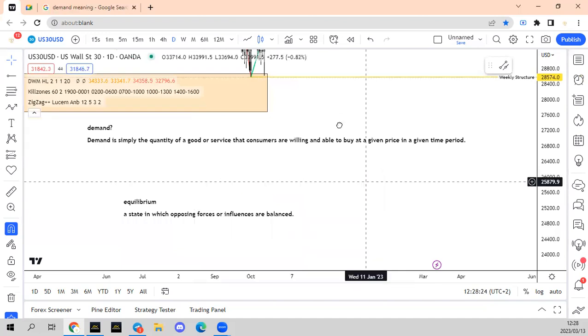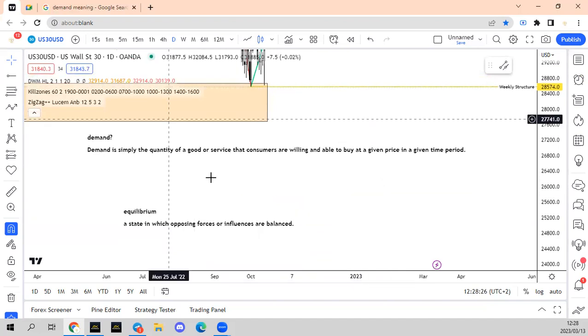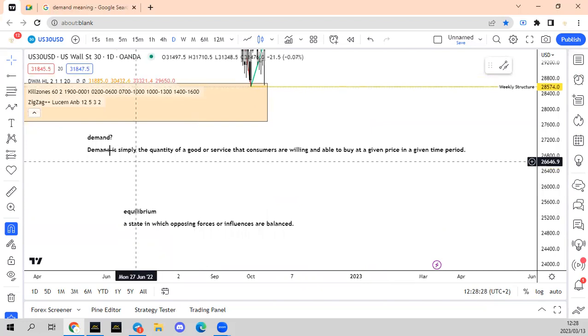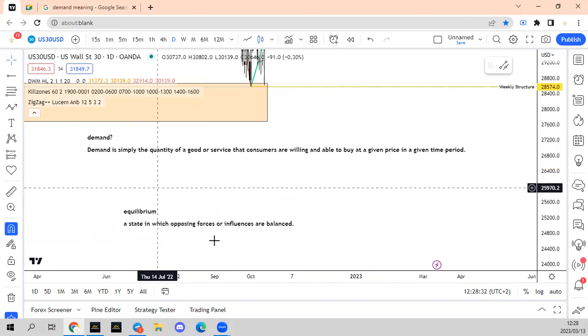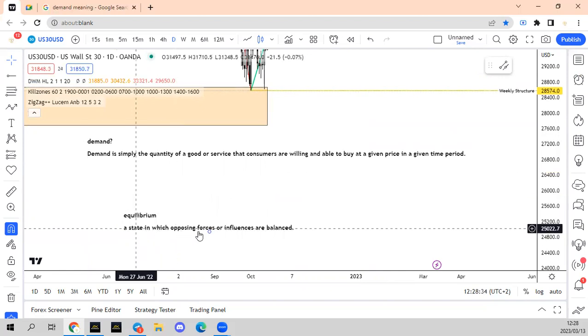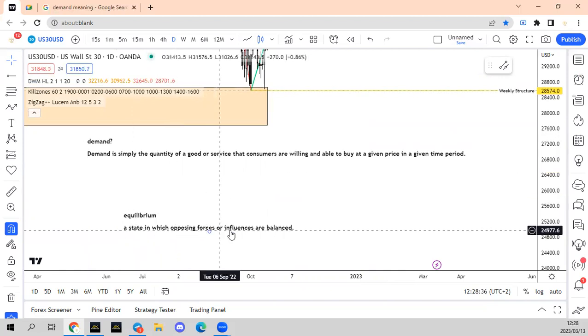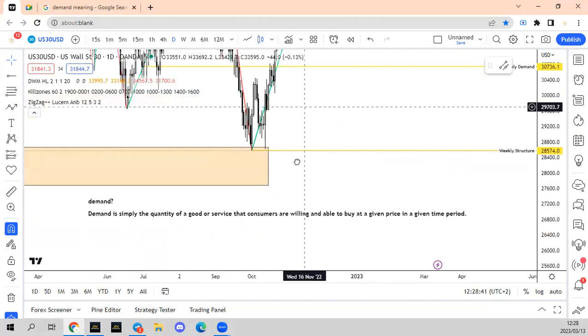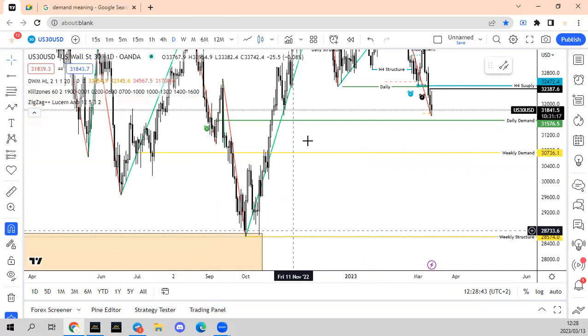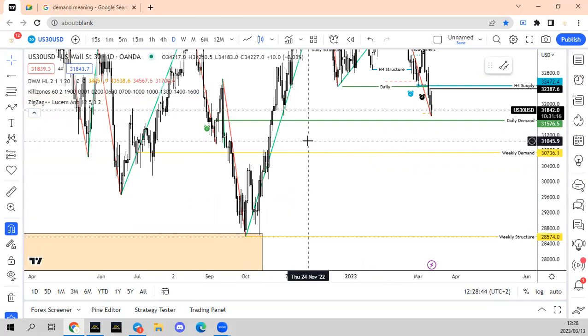The simplest way to put it, all these things apply here in the forex market. When they talk about a state in which opposite forces or influences are balanced, here in the market there are two opposite forces. There's no in between. There are only buyers and sellers, and forex is mainly about supply and demand. Let me quickly explain.